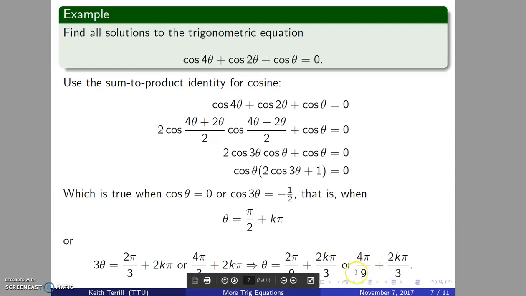And this right here is, I believe, 80 degrees plus 120. So that's going to be 80, 200, and 320. I think that's going to be all your degree measures.